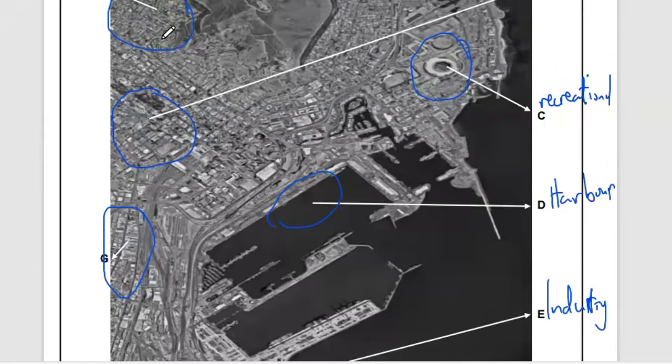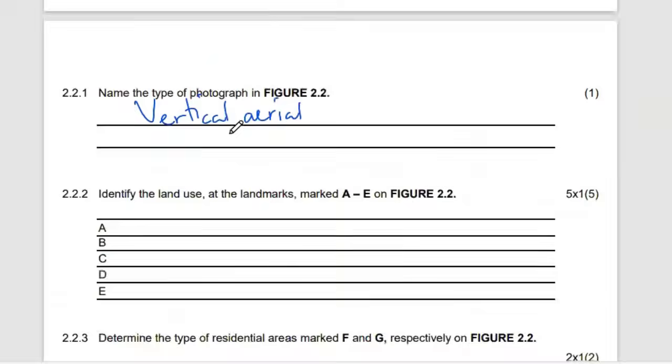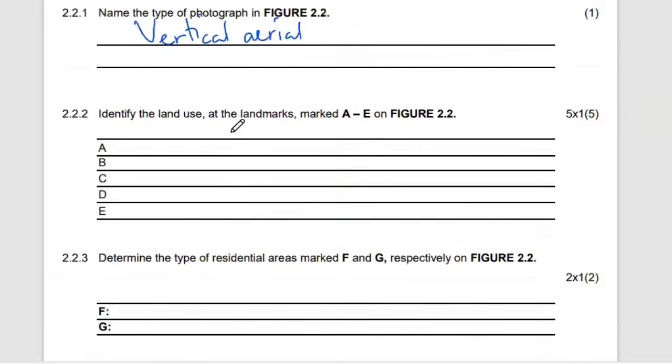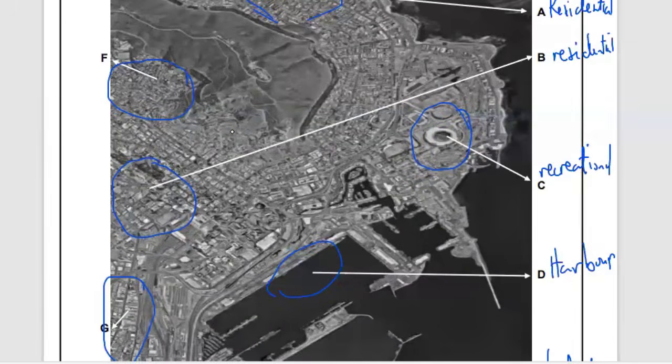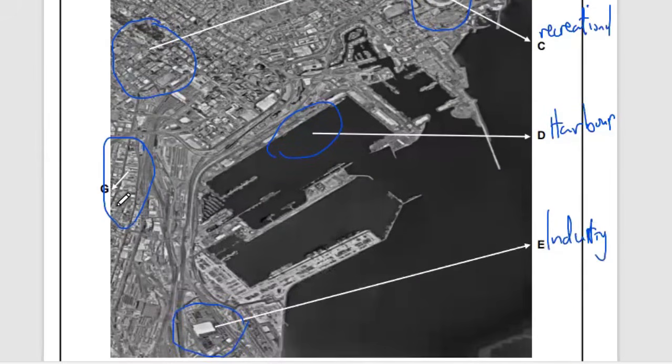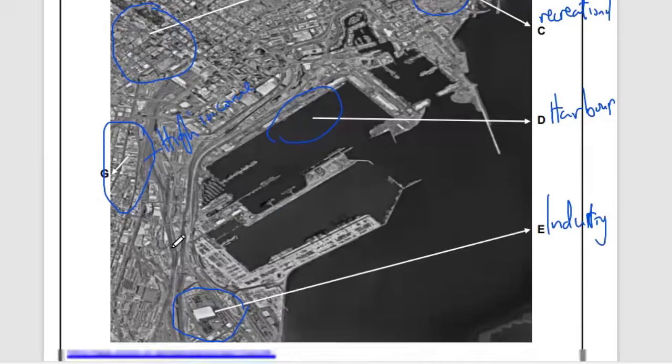So having our letters F and G. F is most likely a low income area. This area here is a low income residential area because of the nature of the buildings that you can see there. And also if you check at G, this is likely to be a high income area. Right.